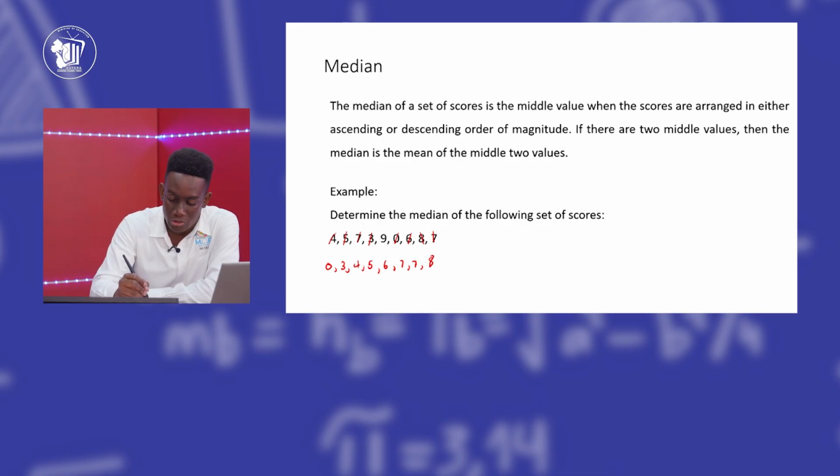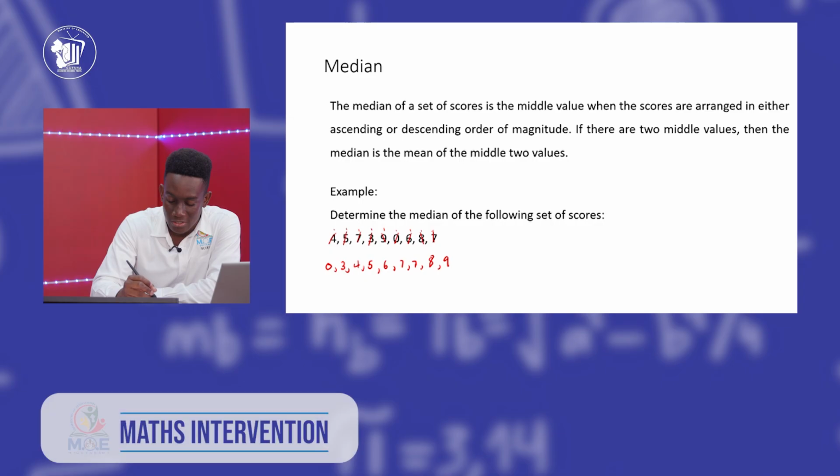So let's count to make sure we have all the numbers. We have 1, 2, 3, 4, 5. We're missing 9. So let's count 1, 2, 3, 4, 5, 6, 7, 8, 9. Now we have 1, 2, 3, 4, 5, 6, 7, 8, 9 at the bottom as well.